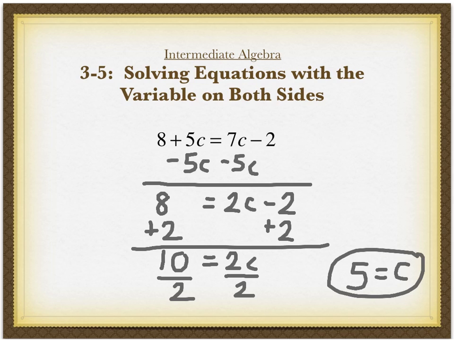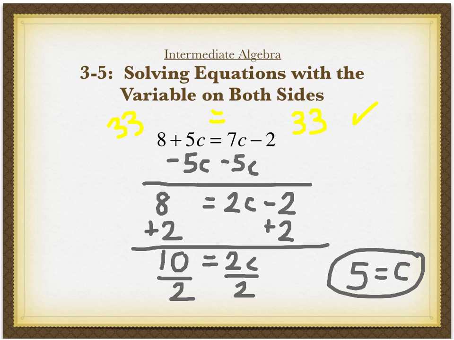That's my answer. I can check that answer by putting 5 back in place of c, and 5 times 5 is 25, plus 8 is 33. I'm just going to jot that down that I got that on that side. On the other side, 7 times 5 is 35, minus 2 is also 33. So 33 does equal 33, and so we did get the right answer.